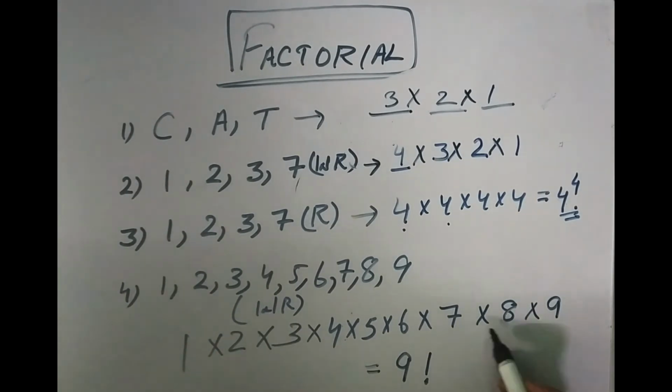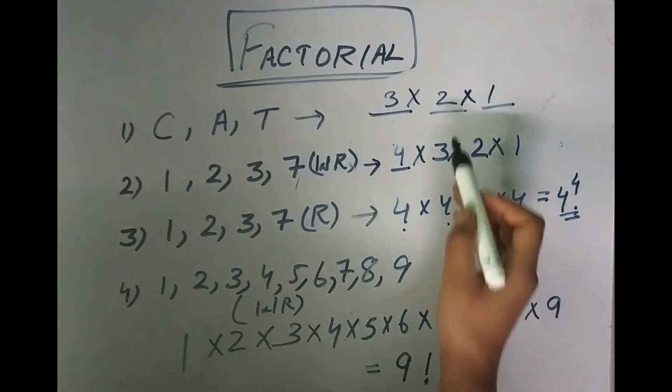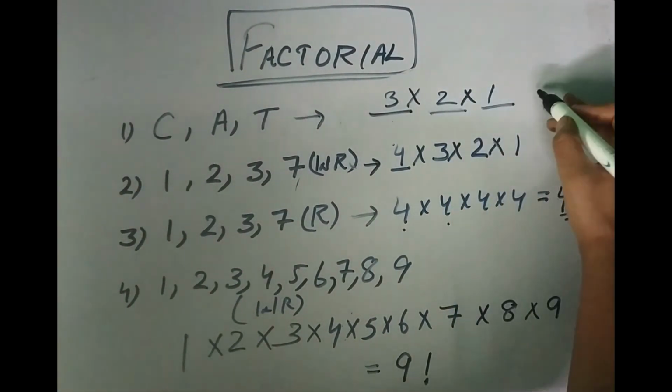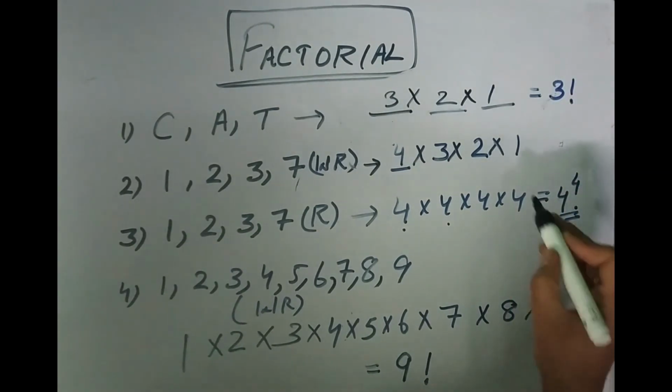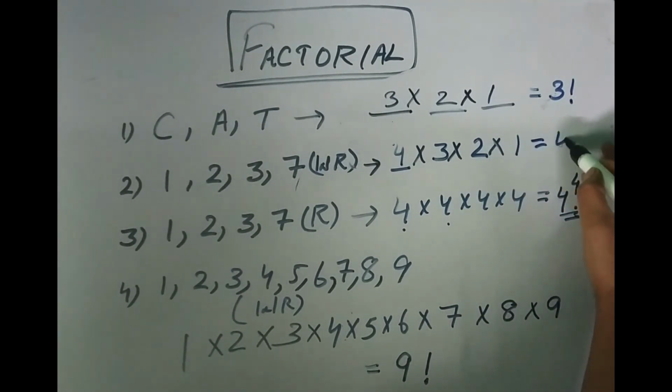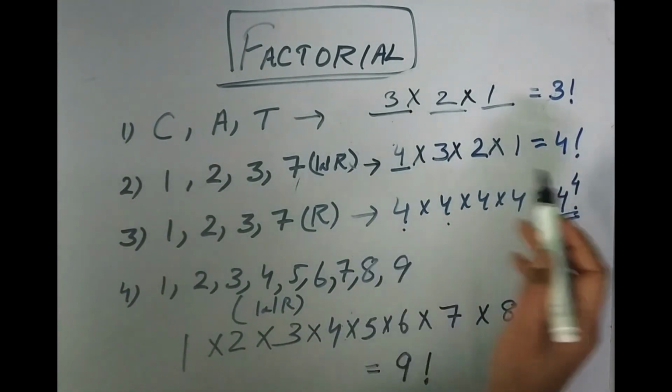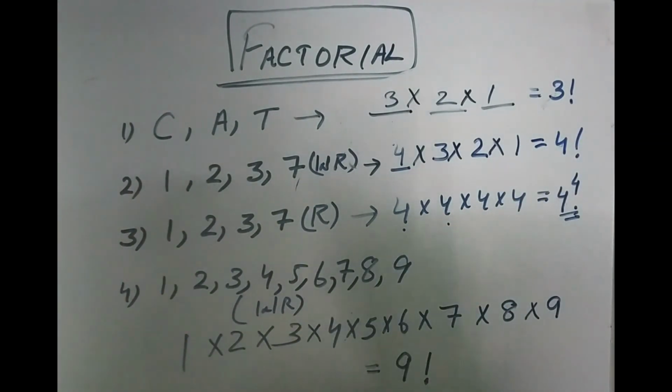If we have 7 into 8 into 9 only, then we cannot write it as 9 factorial. Here, this can be called 6, and we can also call it 3 factorial. And here we can call it 4 factorial. So now you understood the factorial. So you should be able to decode it when the questions are given.